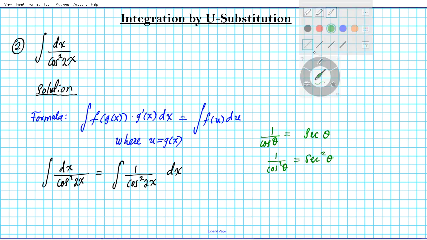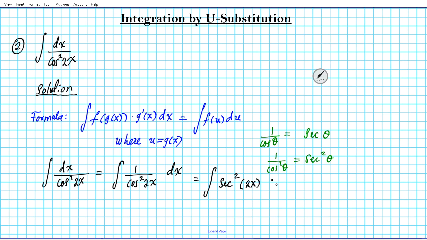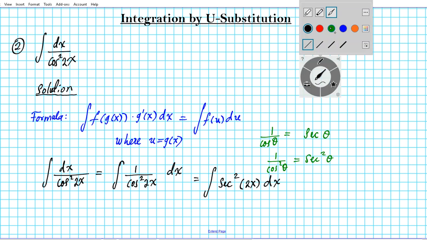Okay, so using our reciprocal identities, we can rewrite this integral as the integral of secant square 2x dx. Now that looks much better. Okay, we know that secant square is a known derivative, so we can easily now identify what our inner function is. Our inner function here is going to be u. Okay, so we say u is 2x.